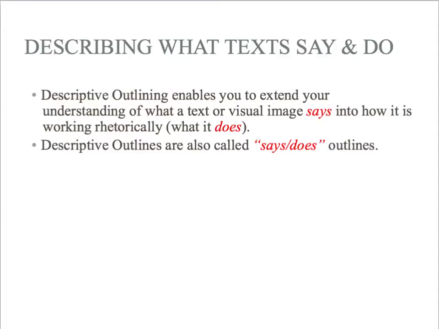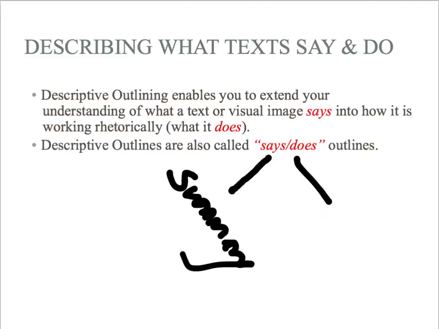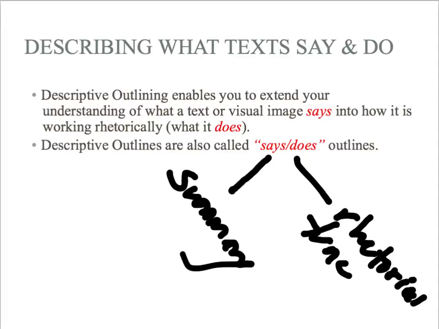Descriptive outlines are also called says and does outlines. Says being the summary portion of what you're going to be doing. Does being the rhetorical function or purpose of what a text does. Okay, I'm going to change the thickness of the pen that I'm using because that's hardly visible for you. All right, I'm good to go. Okay, here we go.